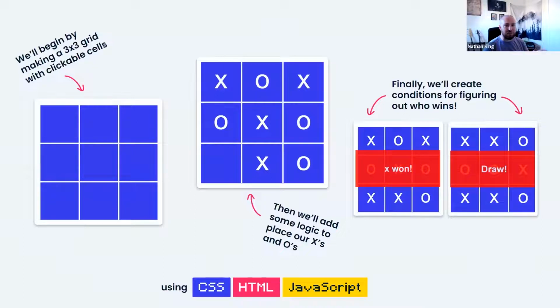So this is where we come to making things clickable and changing things on the screen based on user events. And finally, once we've done all that, we're going to add the finishing touches, create some conditions for what happens when we win, what happens when we draw. And we'll create a nice big red banner to show the user that the game's finished. So those are going to be the three stages. We're going to use CSS, HTML, and JavaScript for this.